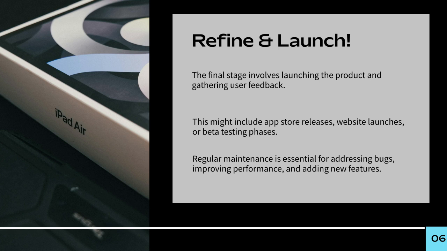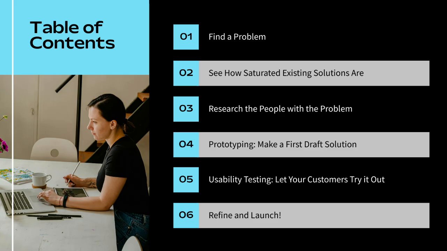Okay, to recap, let's go through the 6 steps of product design. 1, find a problem people have to solve. 2, work on finding something with a low barrier of entry through competitive analysis. 3, research the people with the problem using user research. 4, make a first draft of your solution using low fidelity prototypes and sketching and prototyping software. 5, let users try it out through a process called usability testing. 6, refine your solution using all your research to this point so far, then launch your product into the marketplace.